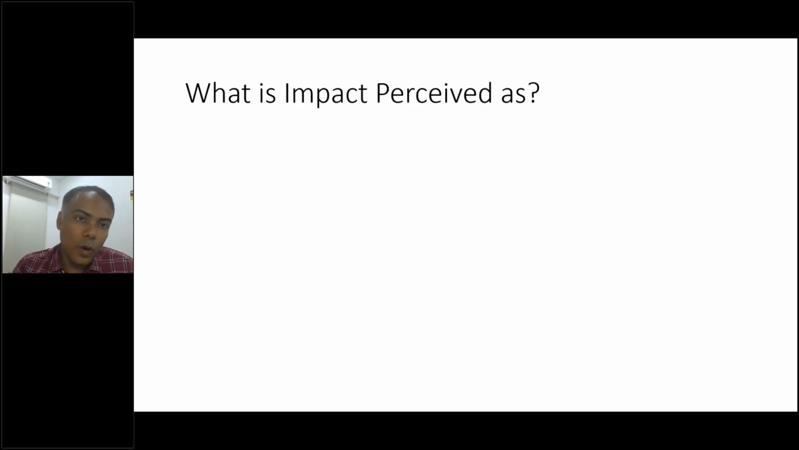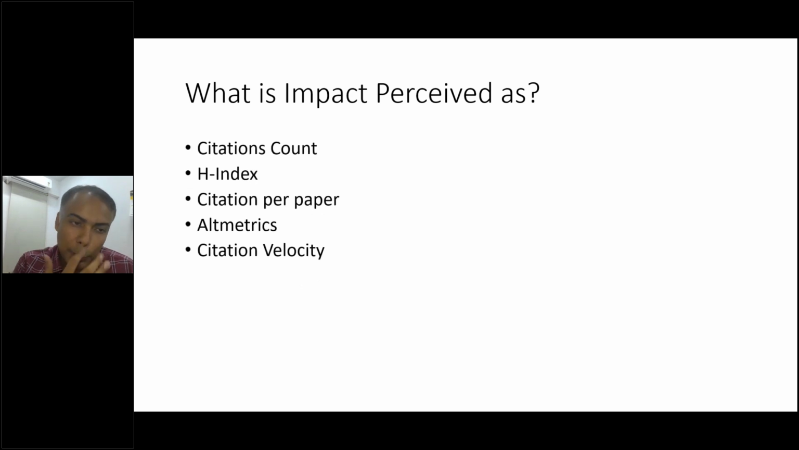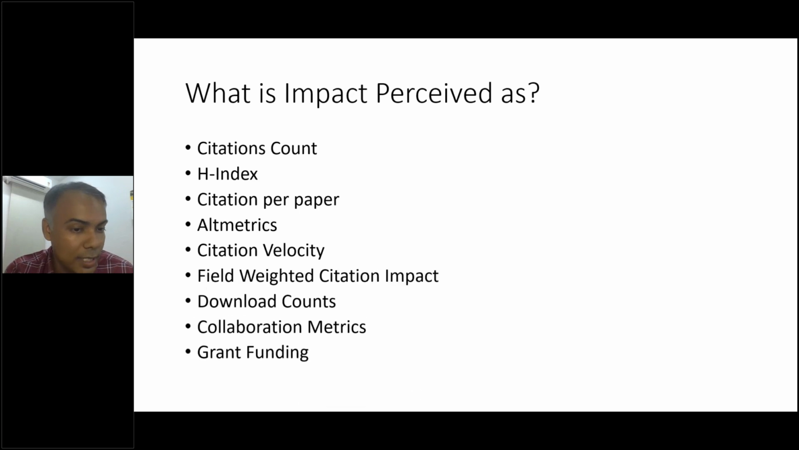Let's look at what impact is generally perceived as, and how people usually look at it. This is one such matrix which people talk about. They look at your citations count. It's fabulous. You should improve your citations count. The word organic is often missed out, and I'll talk about this in my next slide or so. And then come other indices like your H index, your citations per index, your altmetrics, your citation velocity. It leads to also how many downloads it has, how many collaborations you have, how many grant fundings you have received, how many field weighted citation impacts you have received.